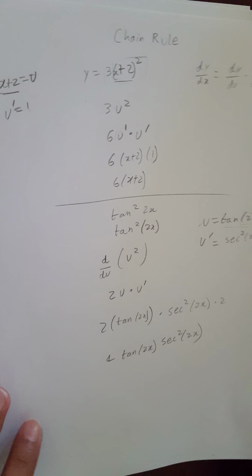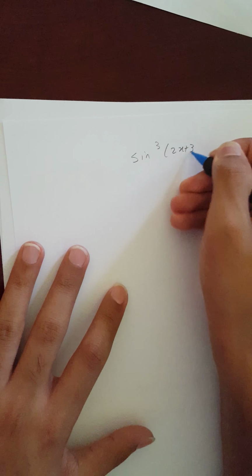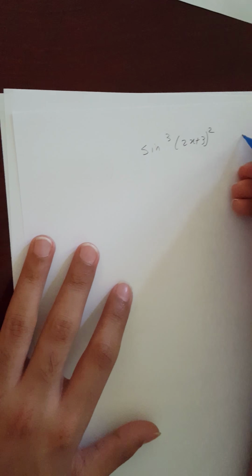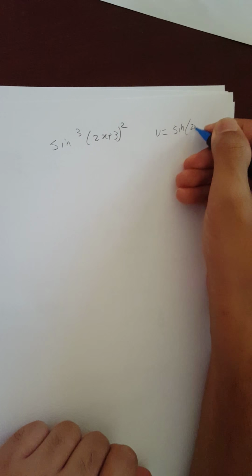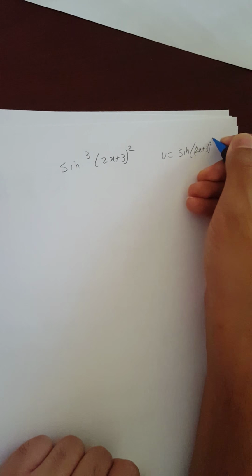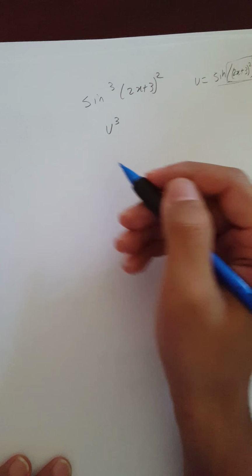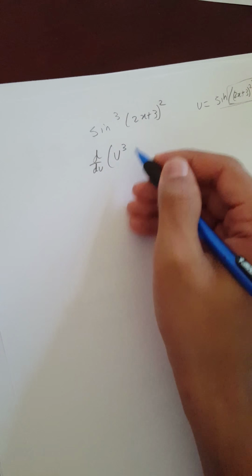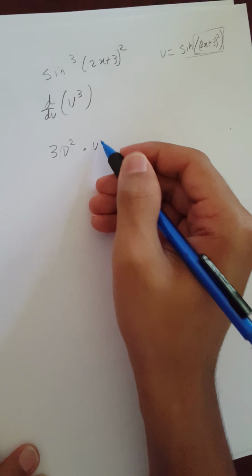Okay, let's do another one. Let's make this a little bit harder. Sine cubed of (2x plus 3) squared. So let's make u equal to sine of (2x plus 3) squared. And remember, this whole quantity is squared on the inside. That's the argument right here. So let's plug in u for that whole amount. So it's just u cubed. The derivative of u cubed is equal to 3u squared times the derivative of the inside, which is u prime.